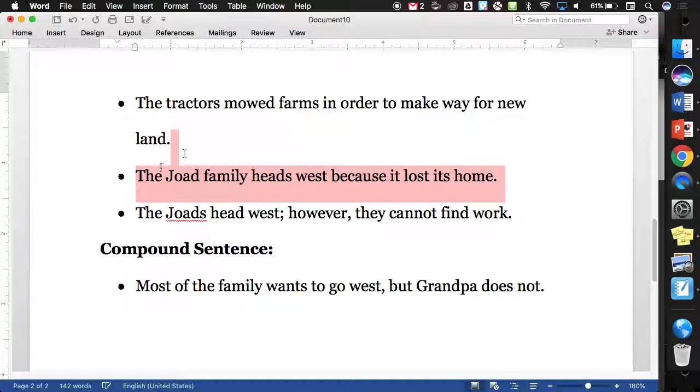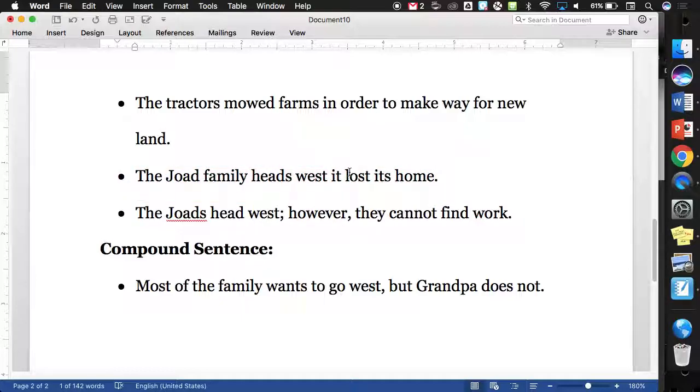Let's use this sentence as an example since we already have because, because the context always helps. So I'm going to have a comma after west. For. The Jode family heads west for it lost its home. That tends to be a good one that can go in place of having because within the complex sentence.